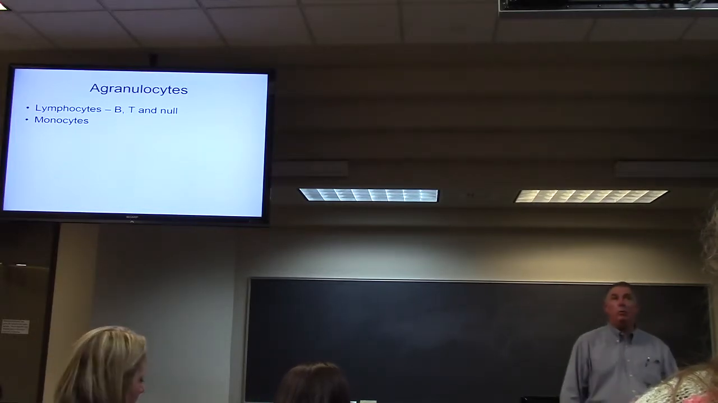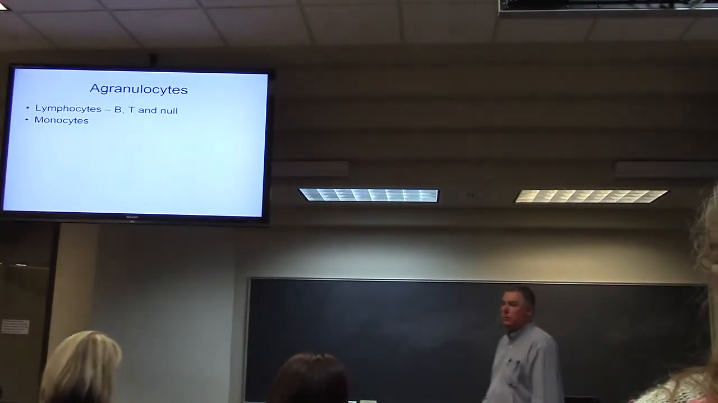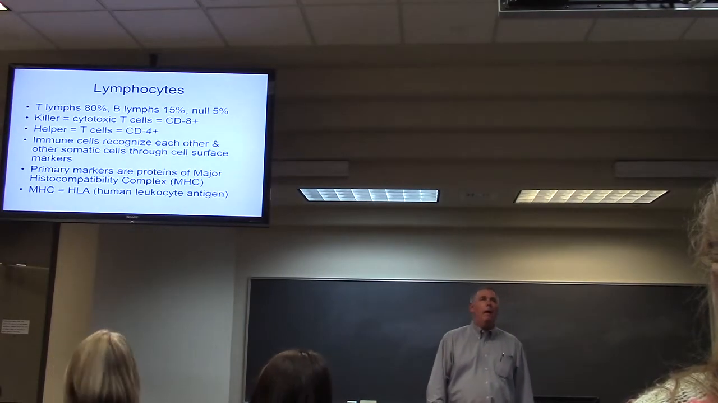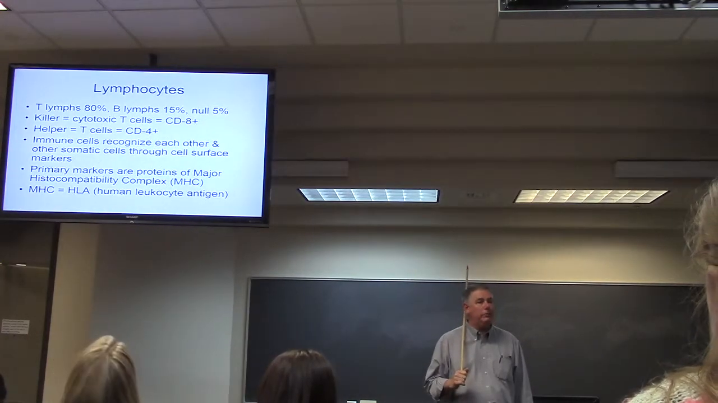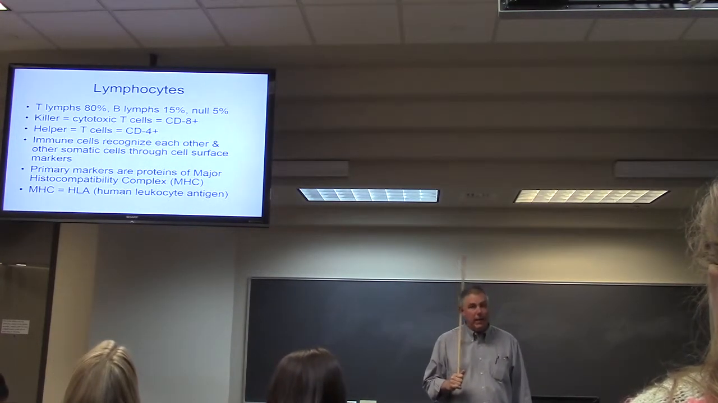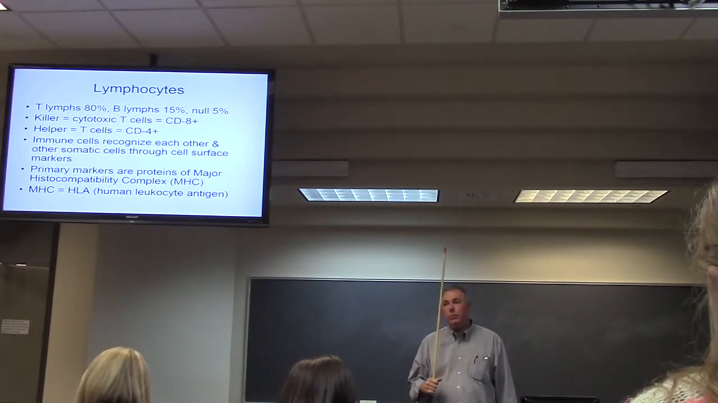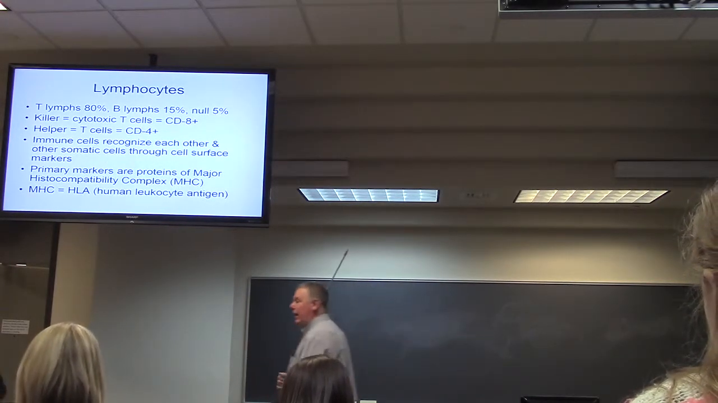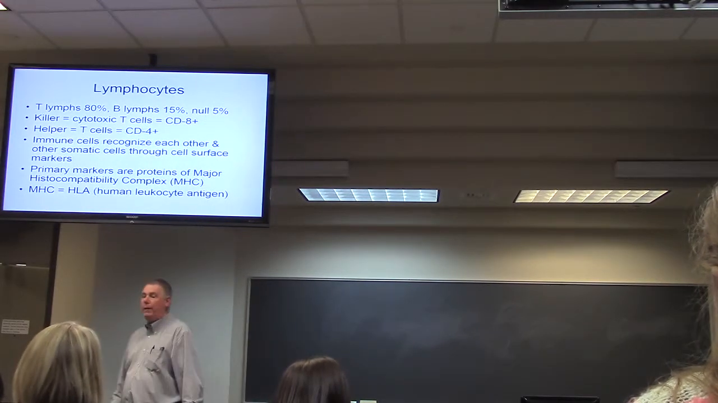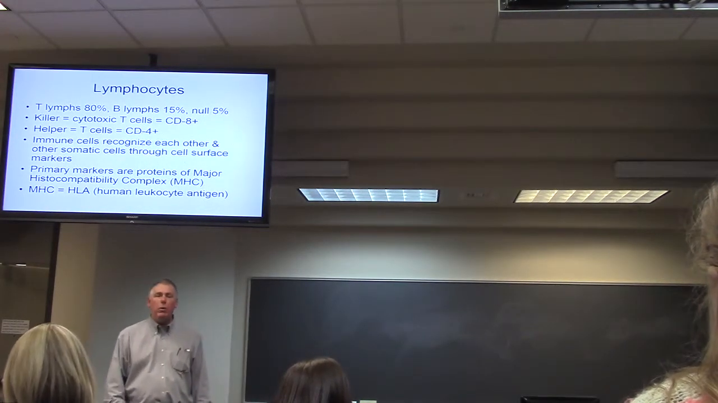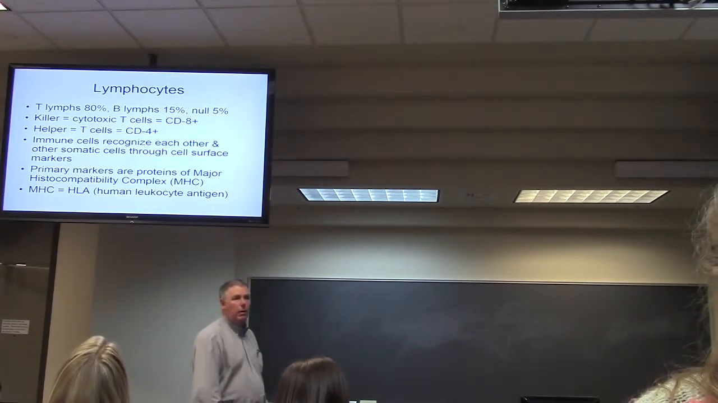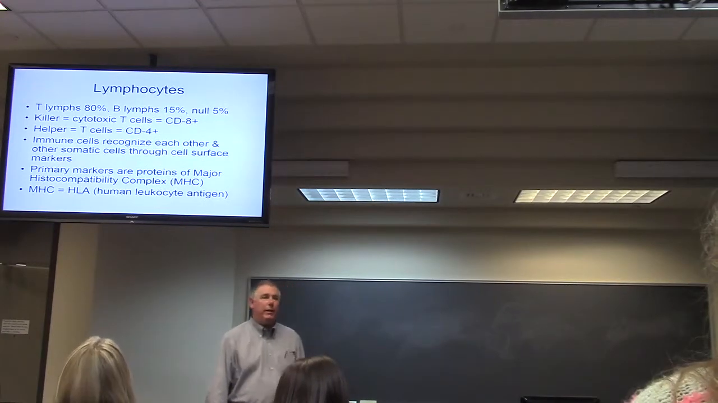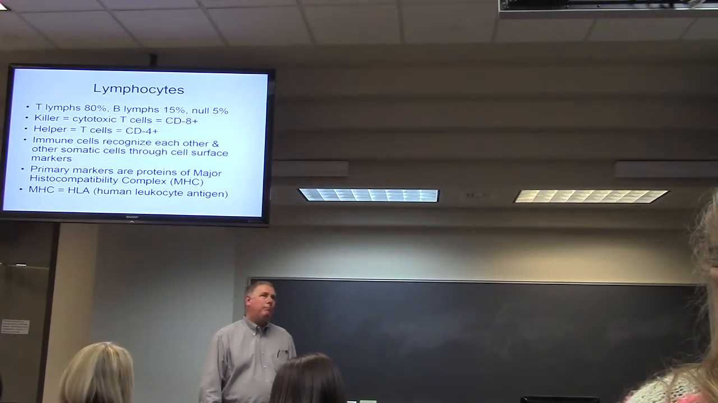and the monocytes, and of course the lymphocytes have sub-varieties. If you look at the lymphocytes, let's focus on those for a minute. About 80% of them in circulation are T lymphocytes. The 15% or so are B lymphocytes, and then 5% are called null. They're not apparently B or T. They're sort of stem cells, if you will, that will give rise to B or T.